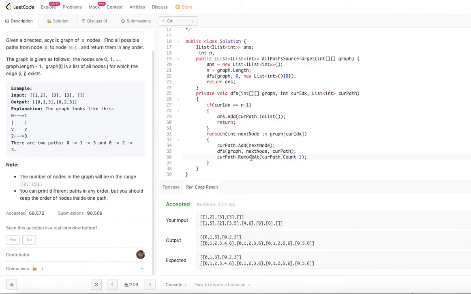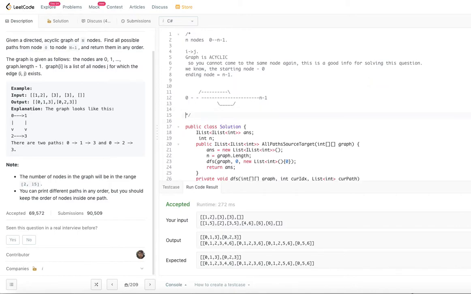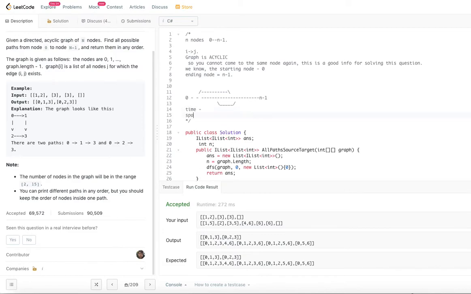So let's look at the time and space complexity for this particular thing. We already know there are n nodes, right? And how many paths are possible? In this particular example, we are given 1, 2, 3, 4 edges. That's it. But in reality, can there be more edges or fewer edges?